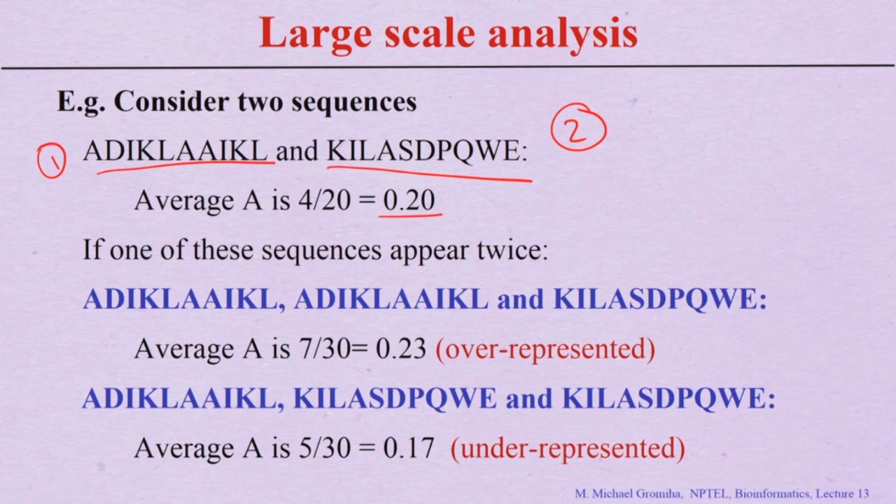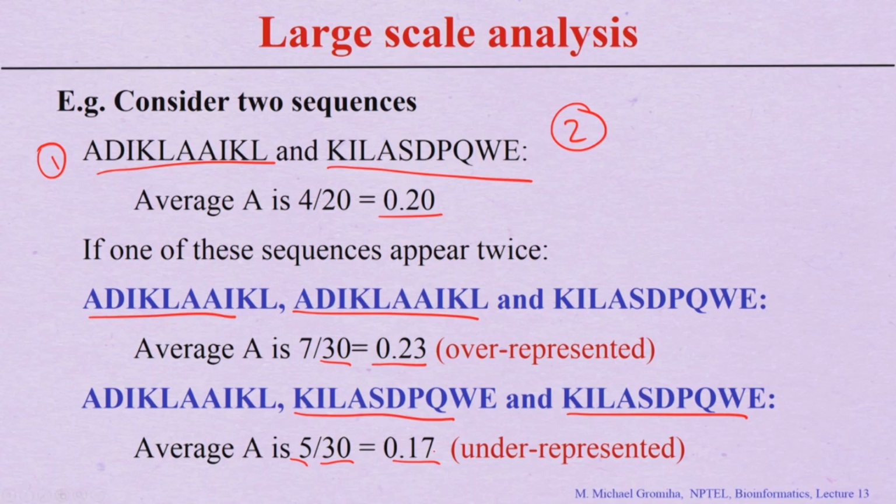In some cases, for example, if one of the sequences appears twice, that means we introduce a bias in this analysis. For example, this sequence appears twice. Now, in total how many residues? 30 residues. Out of 30 residues, how many alanines? It is 7. So, if you take the composition, now it is 0.23, this is over-represented. If you have the second sequence twice, then what is the average alanine? Total 30 residues, 5 by 30 equals 0.17.